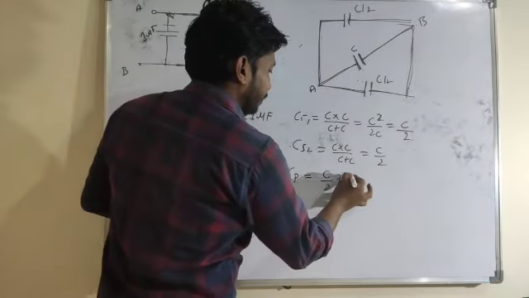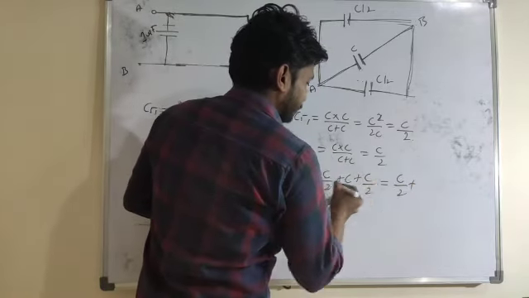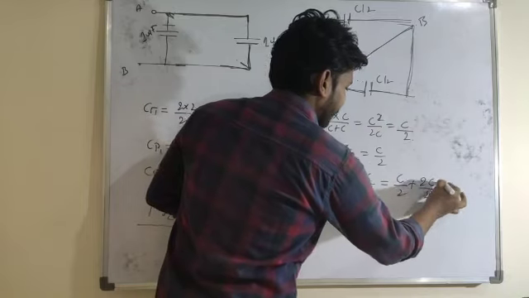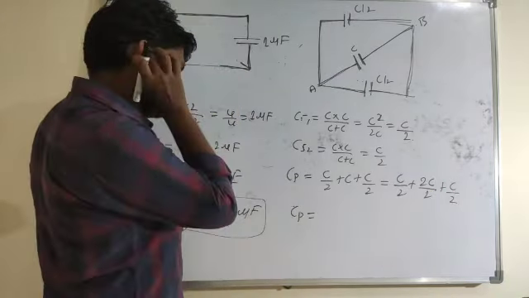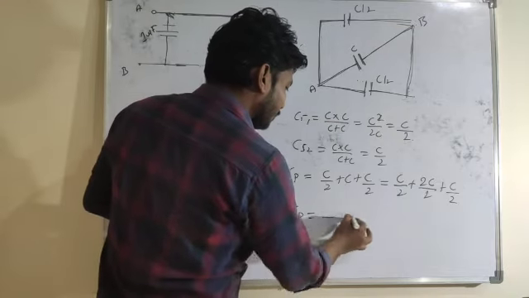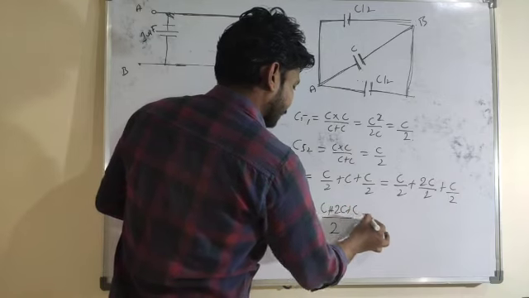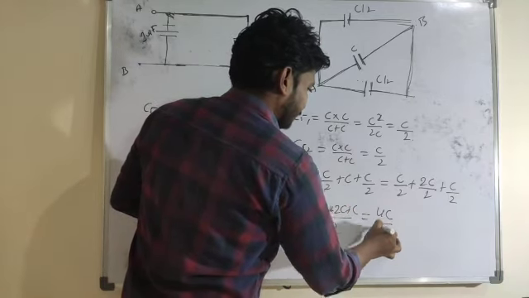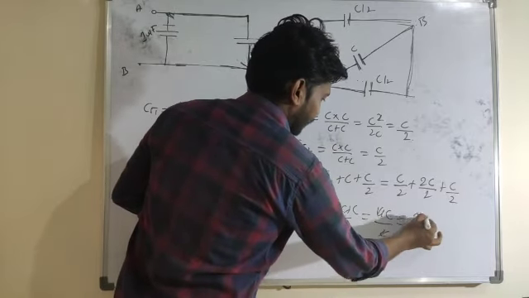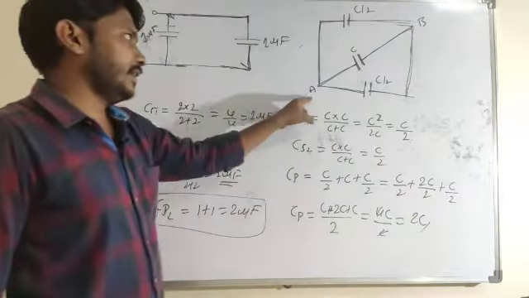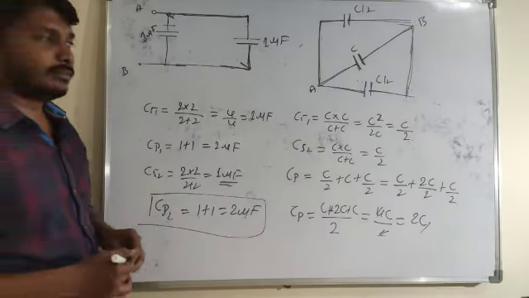So C by 2 plus C plus C by 2. For simplification, 2C by 2 is C. So C of P is equal to what? C plus 2C plus C is 4C by 2. So the effective capacitance will be 2C here. What is the effective capacitance between points A and B? Between A and B, the effective capacitance will be 2 times C.